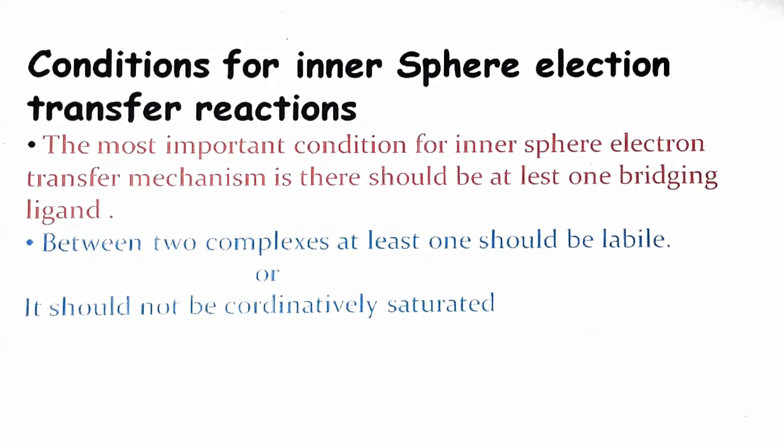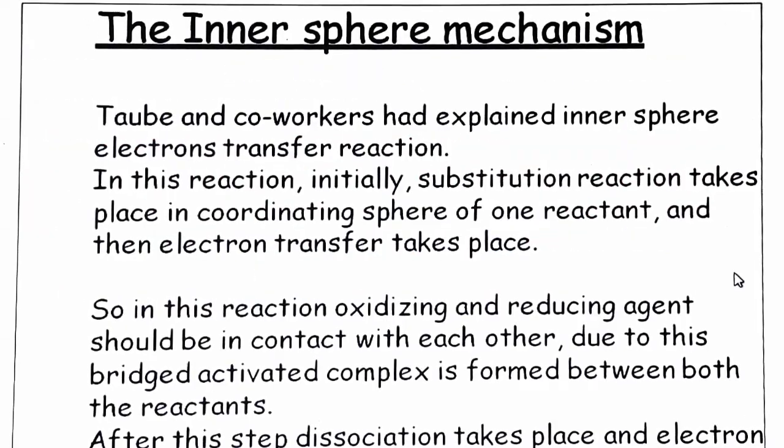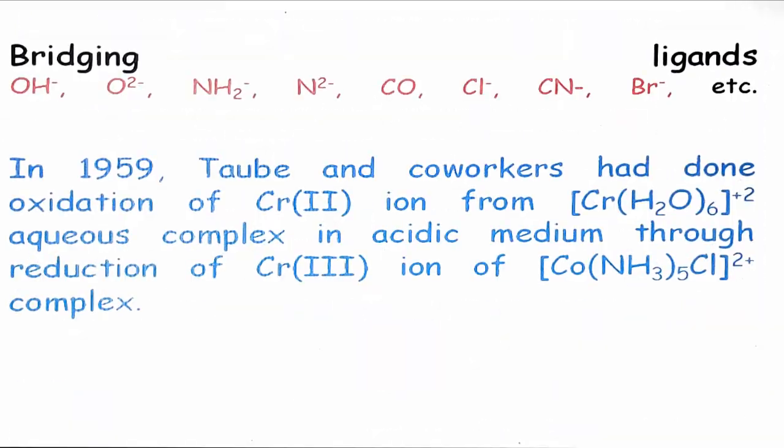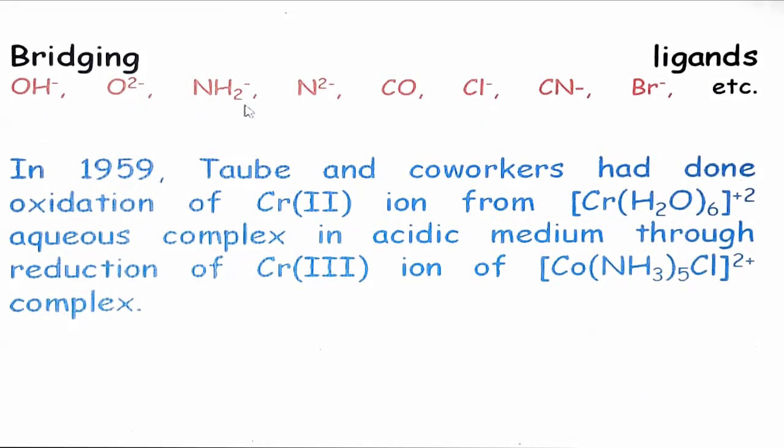In this kind of reaction, oxidizing and reducing agents should be in contact with each other, and due to this a bridged activated complex is formed between both the reactants. After the formation of the bridged activated complex, dissociation takes place and electron transfer occurs. These are a few examples of bridging ligands: OH⁻, O2⁻, NH2⁻, N2⁻, CO, Cl⁻, CN⁻, Br⁻, etc. can act as bridging ligands.